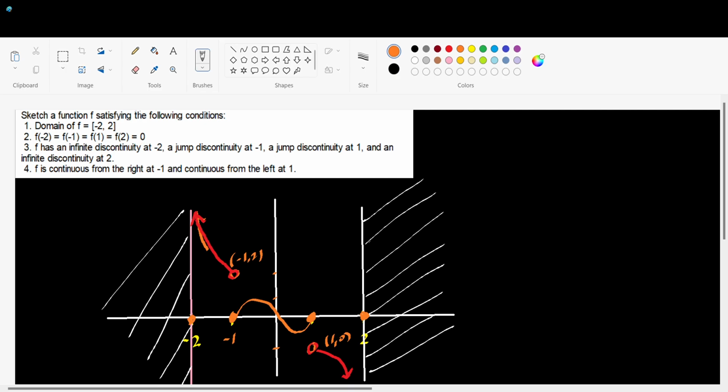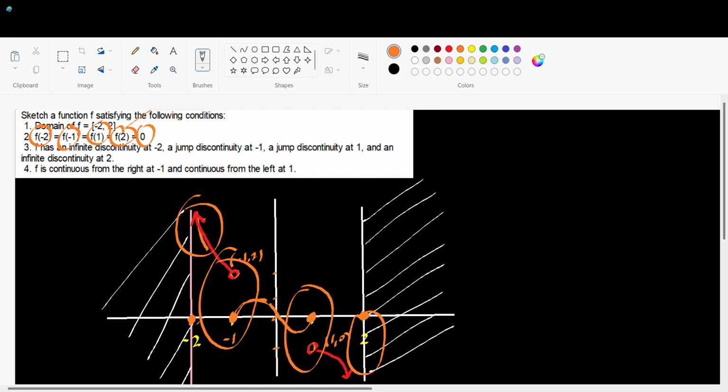So let us check. The domain of f is from -2 to 2. f of -2, f of -1, f of 1, f of 2 are all equal to 0. Then there is infinite discontinuity at -2, jump discontinuity at -1, jump discontinuity at 1, and infinite discontinuity at 2. f is continuous from the right at -1 and continuous from the left at +1. So that's one possible solution to our problem.